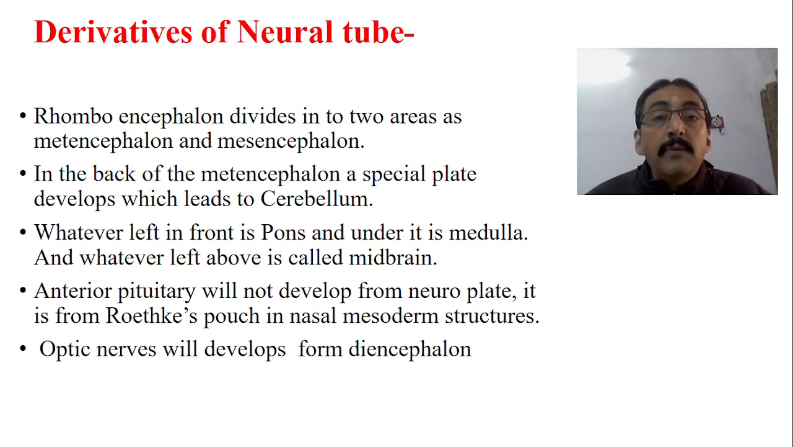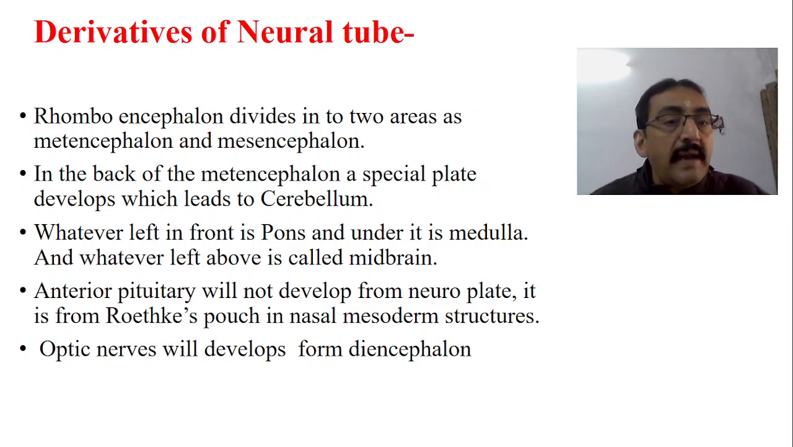Rhombencephalon divides into two areas called metencephalon and myelencephalon. In the back of the metencephalon, a special plate develops which leads to the formation of the cerebellum. Whatever is left in the front is the pons, and under it is called the medulla, and whatever is left above is called the midbrain.